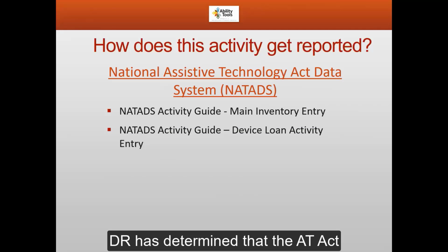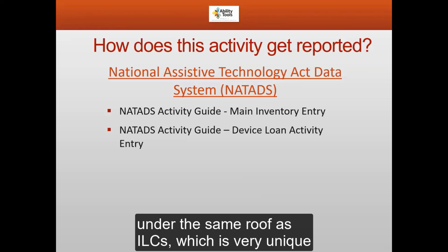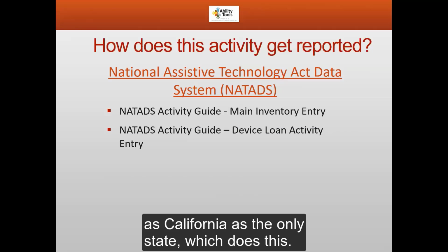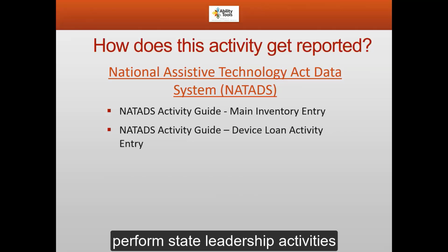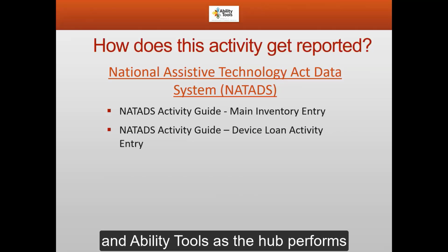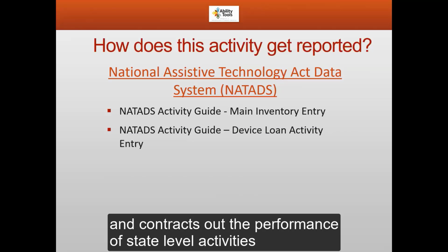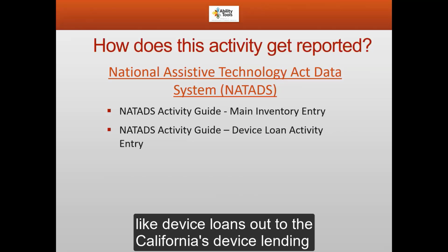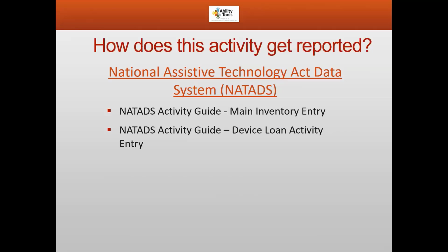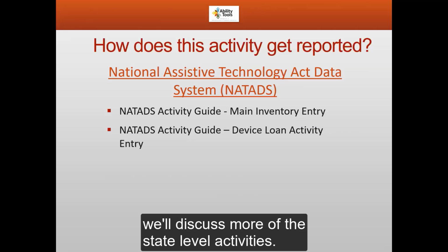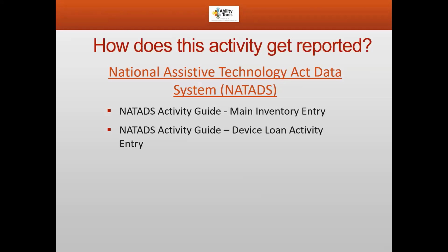DOR has determined that the AT Act and AT advocates will be supported under the same roof as ILCs, which is very unique, as California is the only state which does this. California AT advocates and the Hub, Ability Tools, perform state leadership activities, and Ability Tools, as the Hub, performs and contracts out the performance of state-level activities, like device loans, out to California's device lending and demonstration centers. As we continue further into the series, we'll discuss more of the state-level activities.